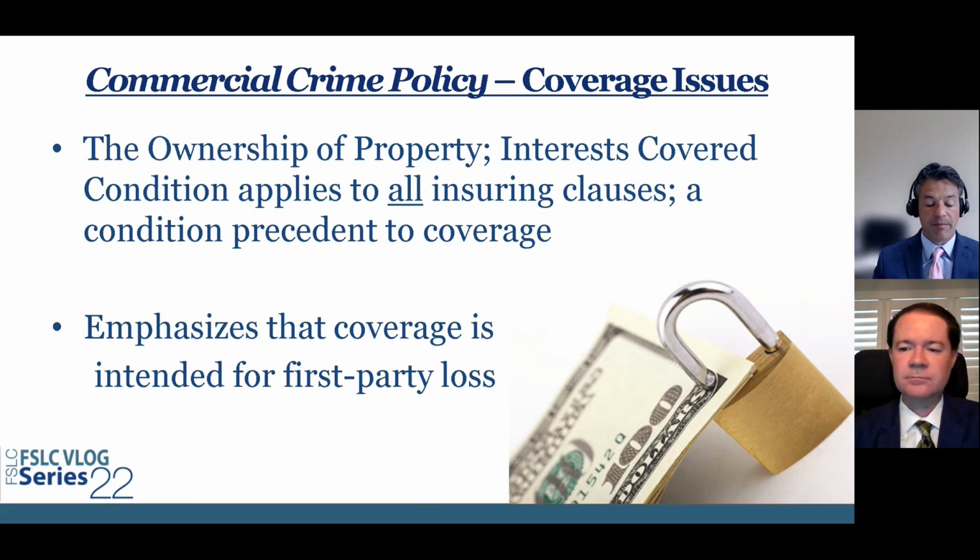You can talk about whether the insuring agreements are triggered, and we will, but as a threshold matter, the first-party commercial crime policy is only going to cover property that falls within this ownership of property condition. It applies to all insuring clauses, and it is a condition precedent to coverage. It is one of the provisions that stands out within a commercial crime policy that emphasizes the first-party nature of the commercial crime policy.